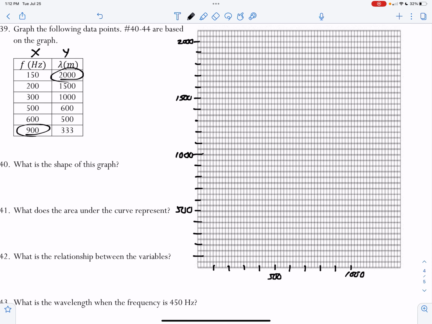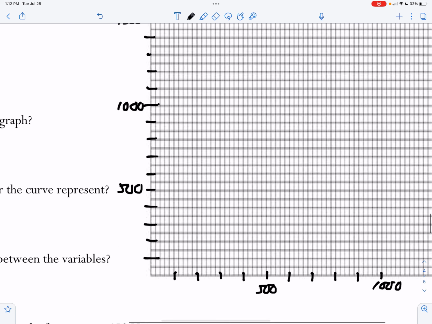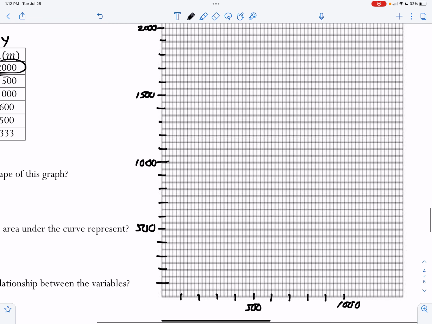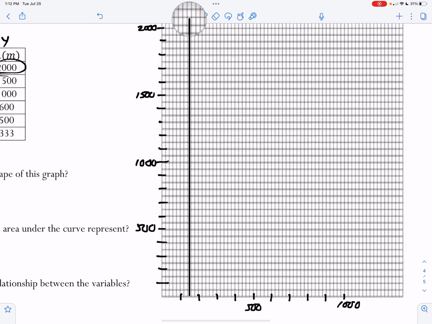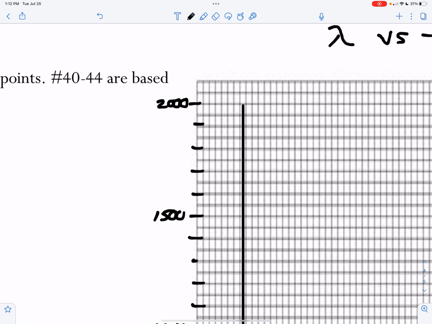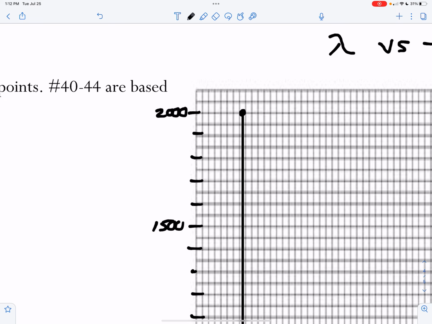Okay, want to go ahead and mark it off. We're going by hundreds, right? At an interval of about 5 boxes for every 100. That means every box would be 20, say 20 hertz going across the side. So let's plot. Our first one is we're going over 150 and up to 2,000. So here's 100, here is 200, 150 is right in the middle. And you're going to go all the way up to 2,000, all the way up right there, and make a dot. There's your first dot.